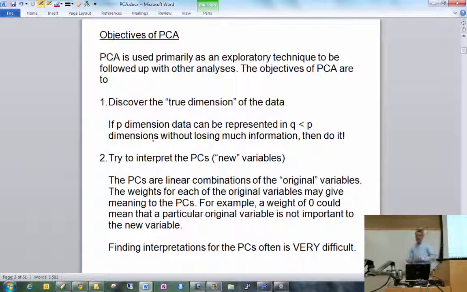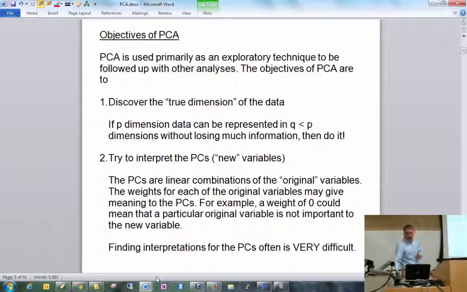Okay. So then what are the objectives of principal component analysis? Well, you've kind of gotten a general idea of what it is probably already. And the number one objective is to discover, to see the true dimension of your data. So if you measure, let's say, 10 variables, maybe instead you could actually only work with 2 or 3 linear combinations of those variables, which is easier to work with in the end than 10 variables.